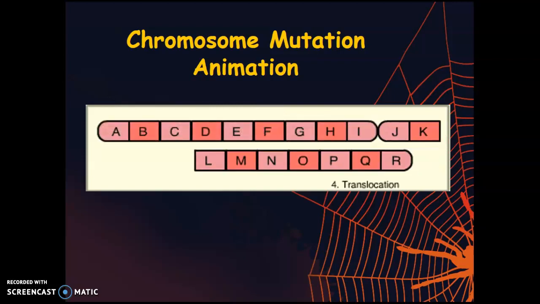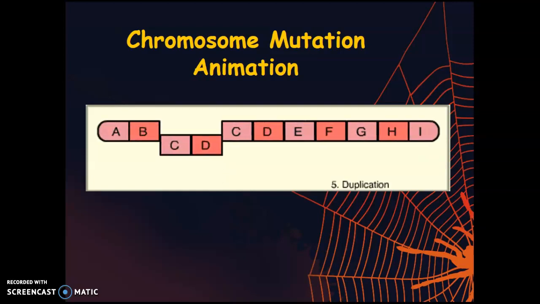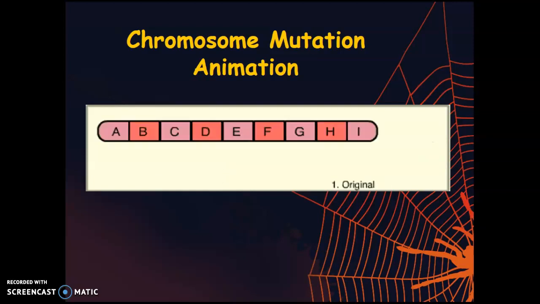Translocation, 2 different chromosomes. The only one that's missing in this animation is insertion, where a piece breaks off of one chromosome and inserts in the middle of another chromosome.